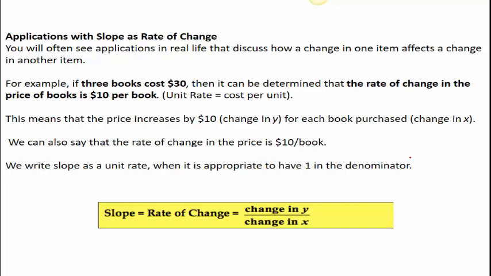Okay. And now the applications. So the idea is when you're doing slope and application problems, you think of it as a rate, right? A rate of change. So generally it's going to have the word per in it. Okay, so if they tell you 3 books cost $30, that means that the books actually cost $10 per book, right? Therefore, $10 is actually going to be the slope, right? The rate of change, $10 per book.